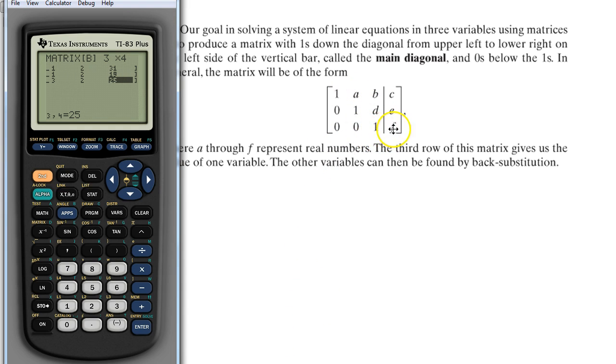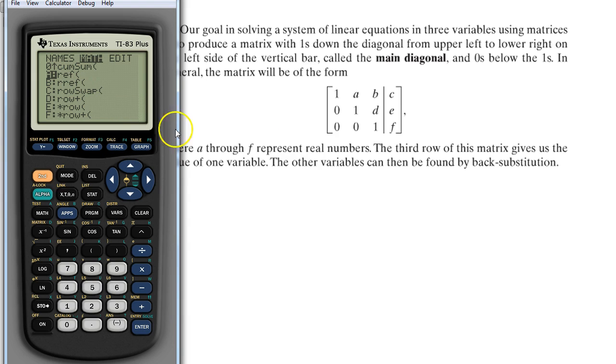We have one variable solved for right here, z equals whatever this number is. And then we could plug in and figure out what y is, and then plug in and figure out what x is. But our goal is to have ones on the main diagonal and zeros below it, and possibly zeros above it as well. It's easier work to just get zeros below. It's a little more work to get zeros above, but if you get the zeros above and below the main diagonal, then you have x, y, and z solved for, and you don't have to do any back substitution. Your calculator, when you have it in RREF mode, was showing you the solutions.